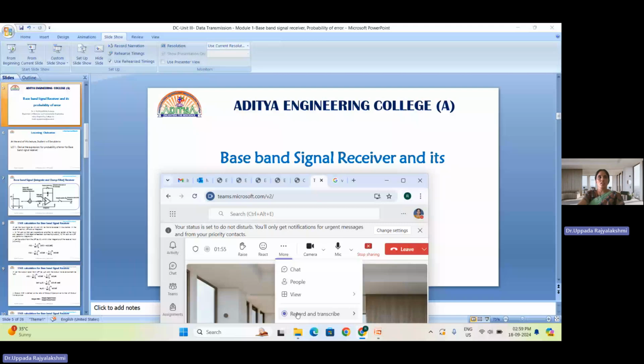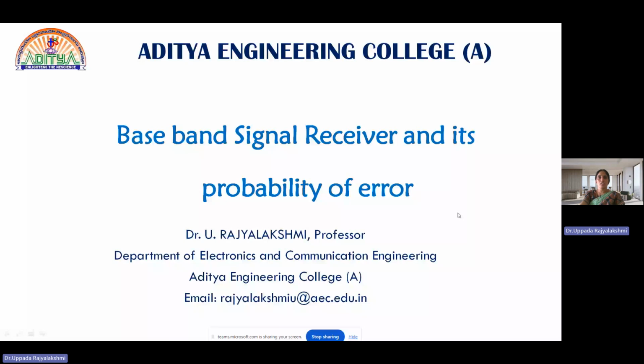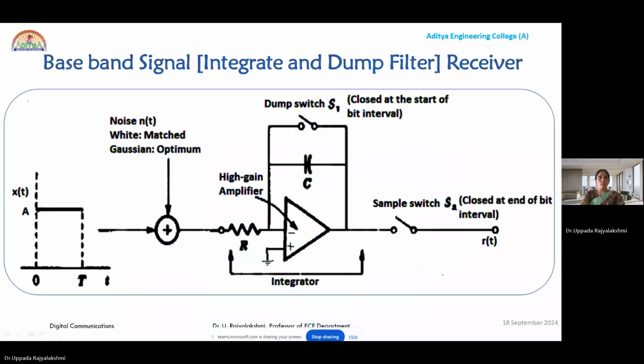Hello everyone. In this module, we will discuss the calculation of probability of error as well as the SNR of a baseband signal receiver. Before proceeding with this, let us go through the block diagram of the baseband signal receiver. In this, you can observe the input signal is a baseband signal, which is an unmodulated signal. Here x of t is an unmodulated signal having an amplitude of some capital A within the stipulated bit interval 0 to capital T.